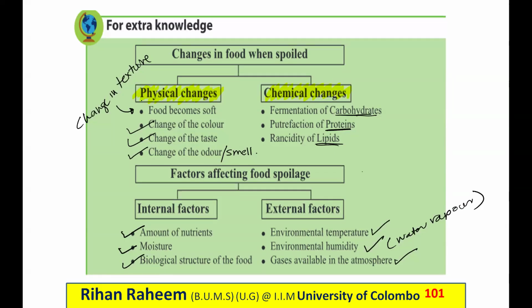So this chart is a very nice chart. It gives us the physical changes in food for food spoilage, the chemical changes happening in food spoilage, and the external factors that increase or decrease the food spoilage rate, as well as the internal factors and the external factors. In the tute I have given the whole chart. Here, if you want to write anything, like change in the texture, or humidity means water vapor, just write it.